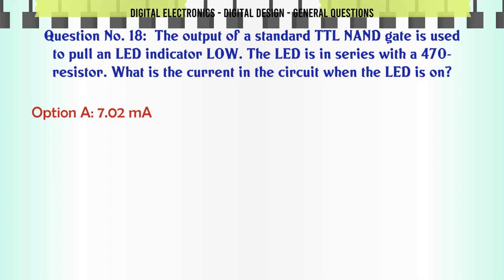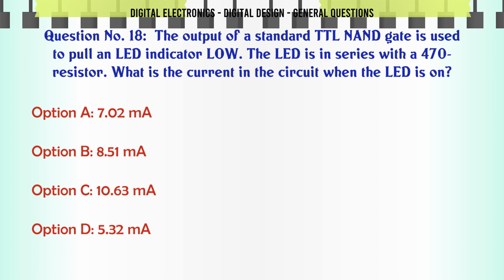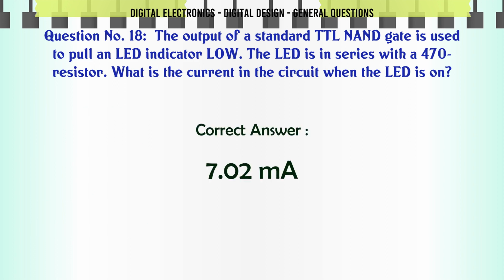The output of a standard TTL NAND gate is used to pull an LED indicator low. The LED is in series with a 470 ohm resistor. What is the current in the circuit when the LED is on? A. 7.02 mA. B. 8.51 mA. C. 10.63 mA. D. 5.32 mA. The correct answer is 7.02 mA.